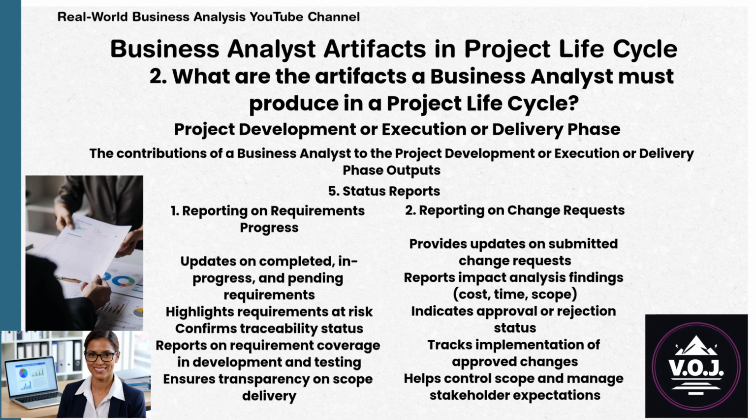And ensures transparency on scope delivery. 2. Reporting on change requests. The BA provides updates on submitted change requests. Reports impact analysis findings: cost, time, scope. Indicates approval or rejection status. Tracks implementation of approved changes. And helps control scope and manage stakeholder expectations.